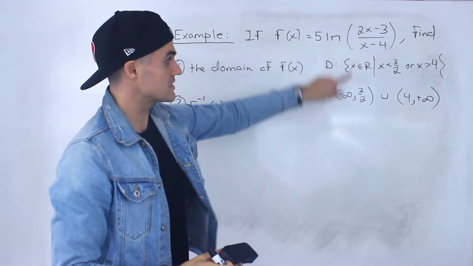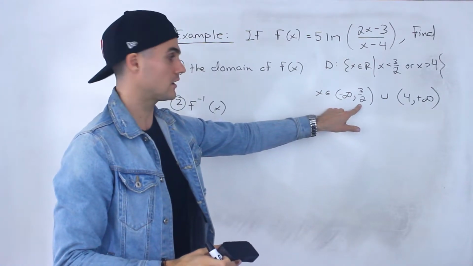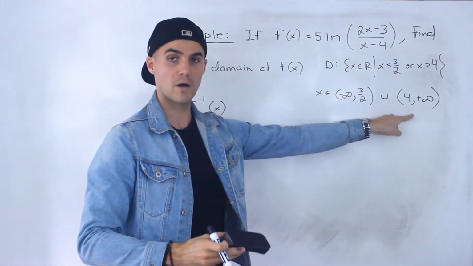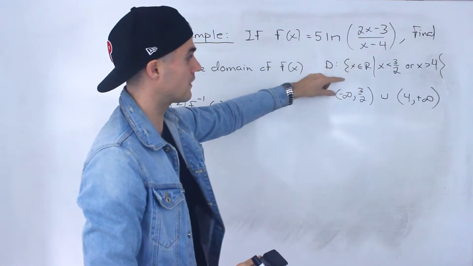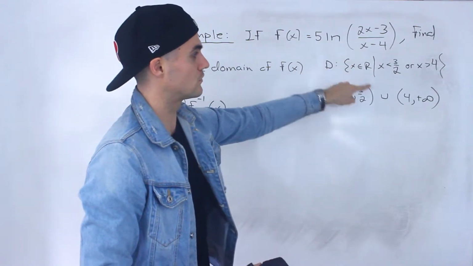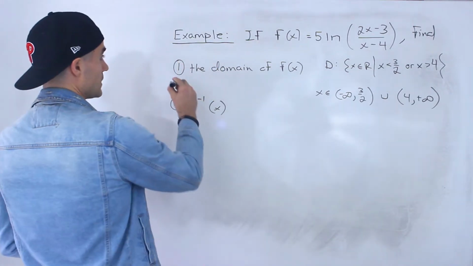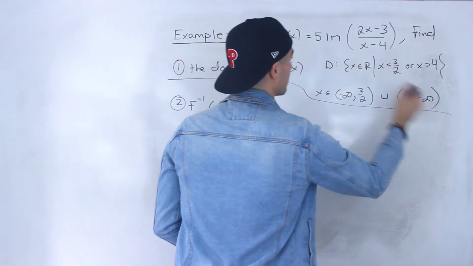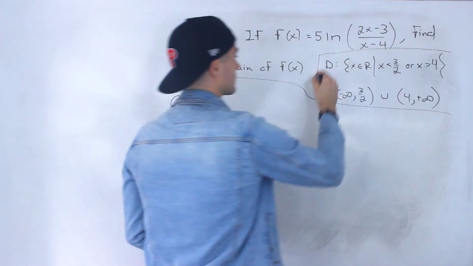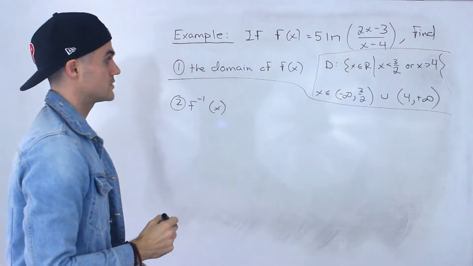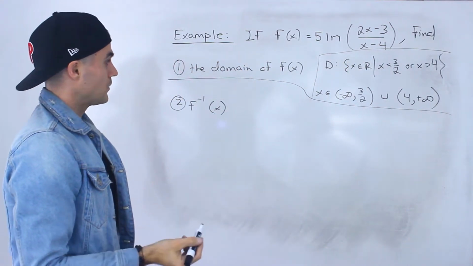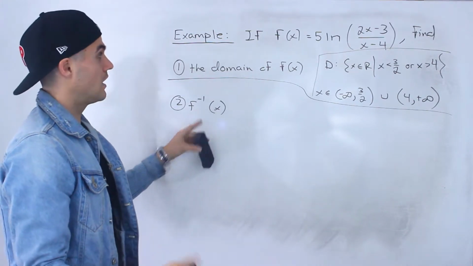If this ln wasn't there, then this would be -infinity to 4, 4 to positive infinity, but because there's that ln there, it's only up to 3/2 for this portion, and then from 4 to positive infinity, right? So that there is the answer for number 1. That's the domain. Now what we've got to do is find the inverse of this function.